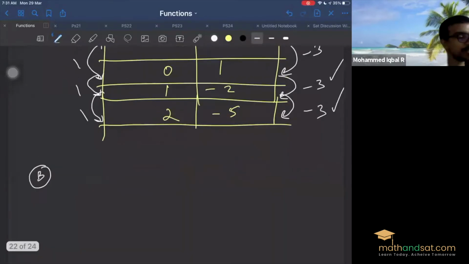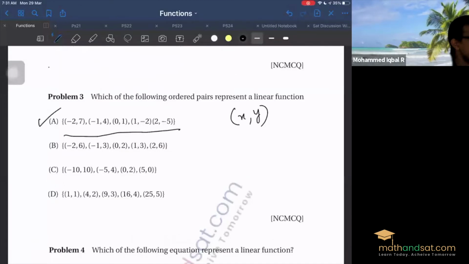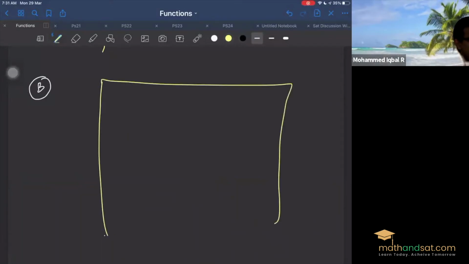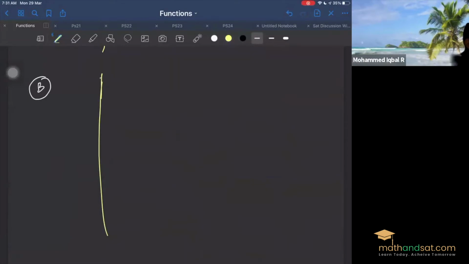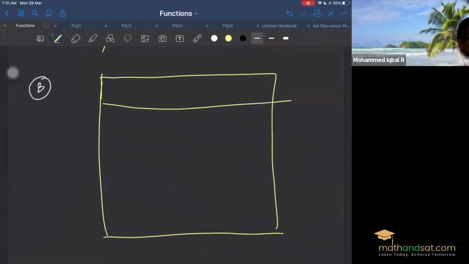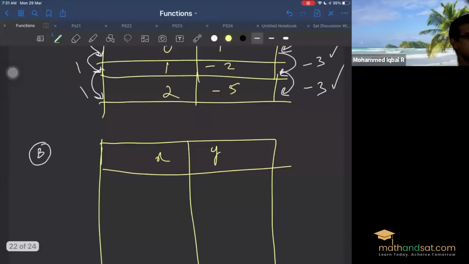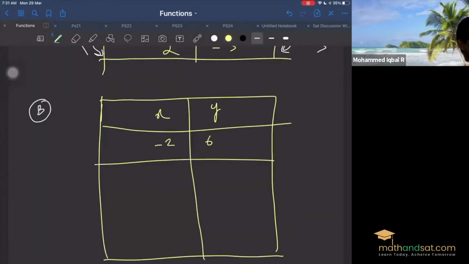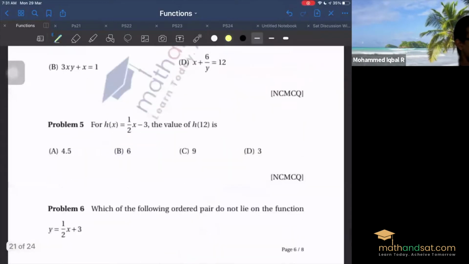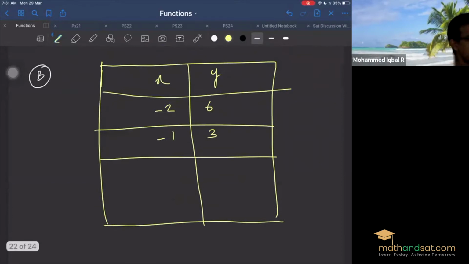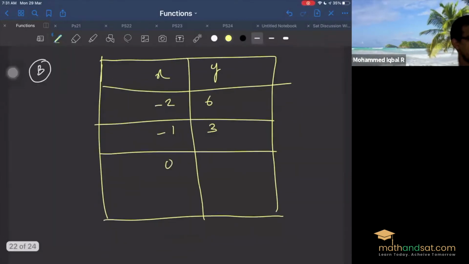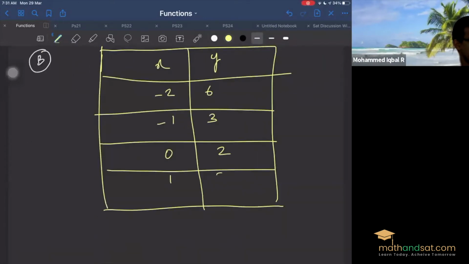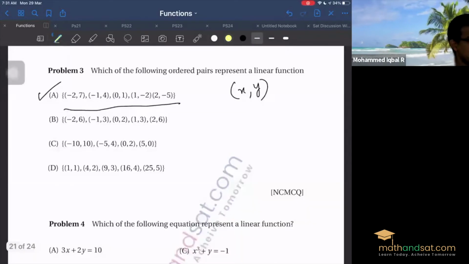The first option is the right option. So the others will not be the right one. I'm going to take the other cases. Let's check for at least one case. So we have -2, 6. Then we have -1, 3. Then we have 0, 2. We have 1, 3. Then 2, 6.